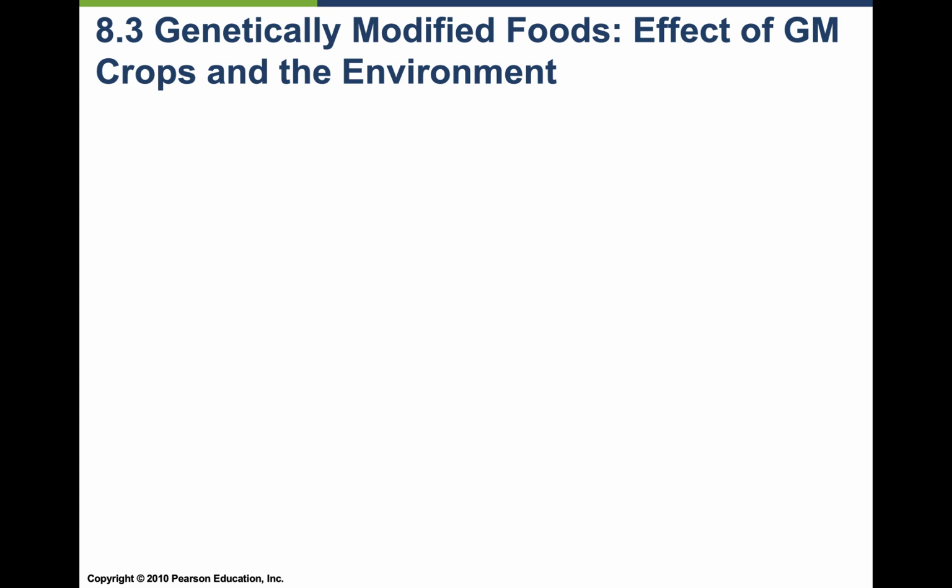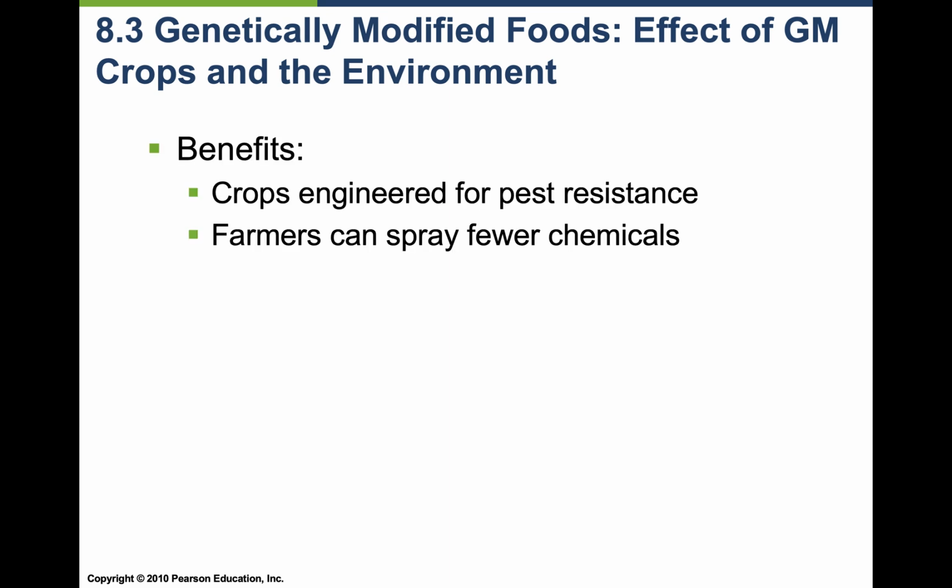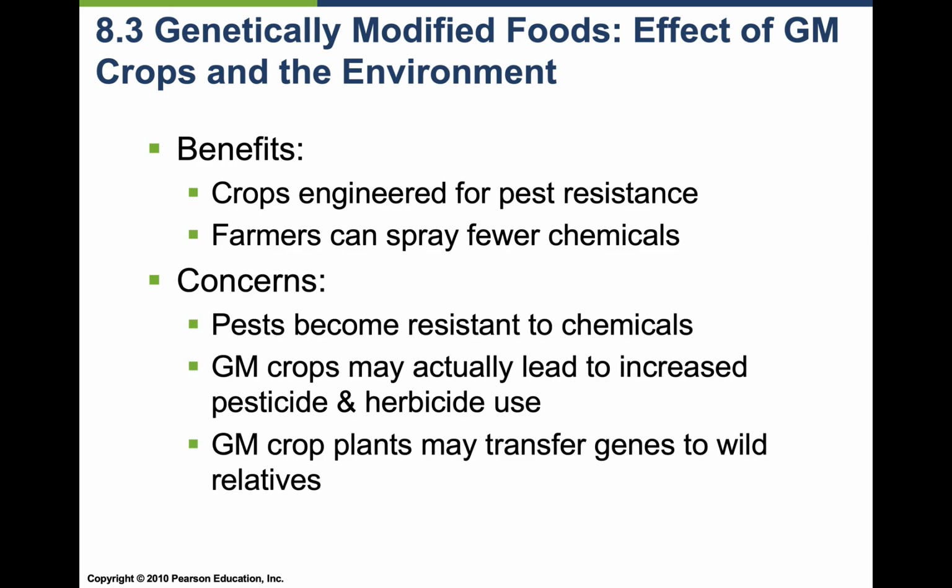So there are some effects of GM crops on the environment. There are some benefits if you're going to genetically modify foods. Crops that are engineered for pest resistance can clearly resist more pests than those crops that are not. Farmers can spray fewer chemicals because their crops are pest resistant, but there are also some concerns.